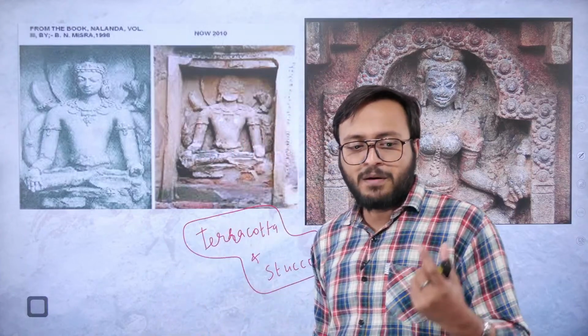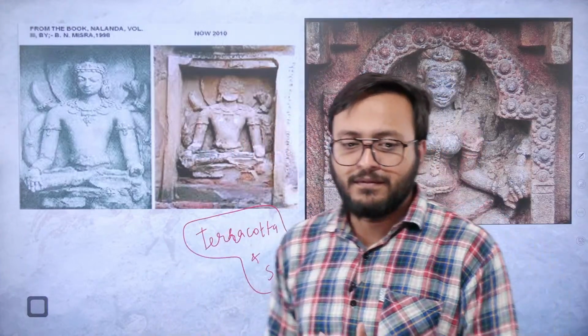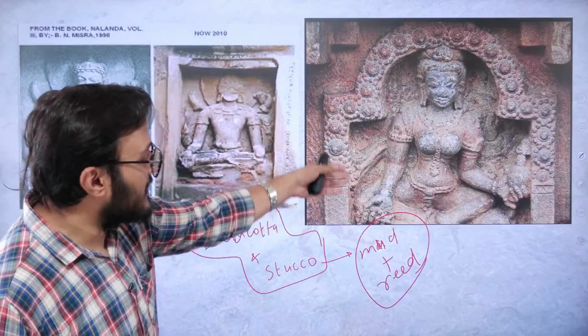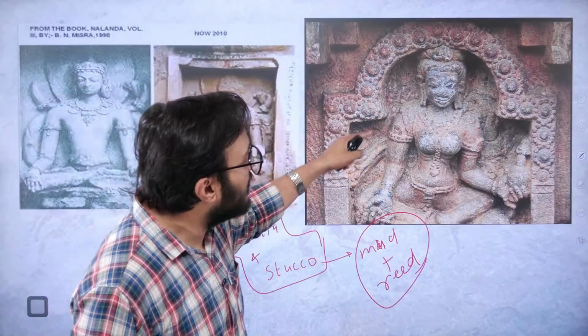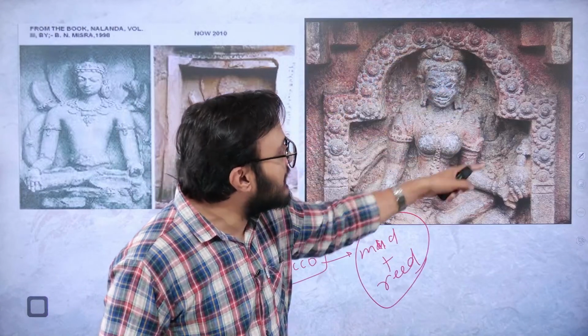Sculpture made up of the soil by mixing the dry grasses. That is a stucco. Okay, that gives a proper binding and a proper shape, as well as the strength. So these are the stucco images you can see here. This is actually the representation of the Tara.